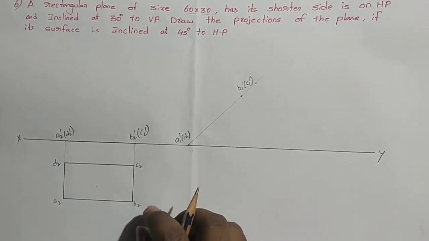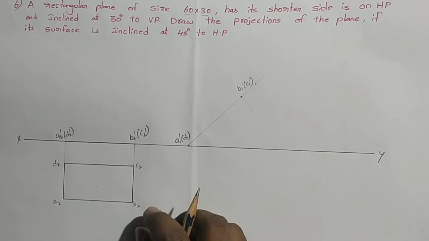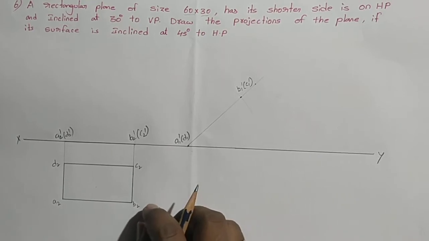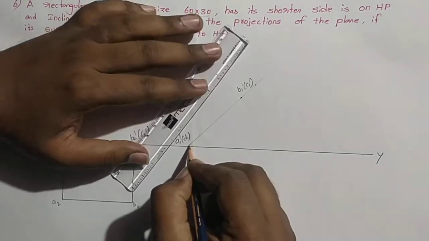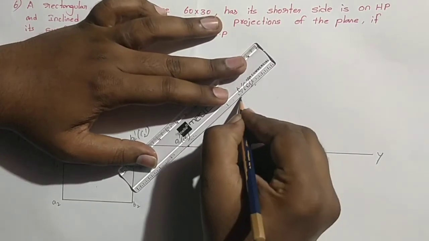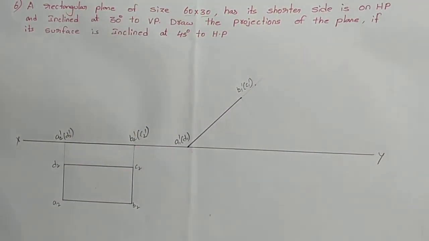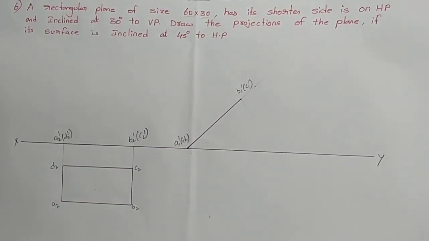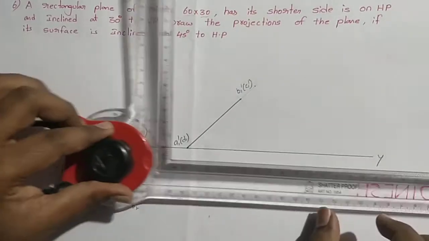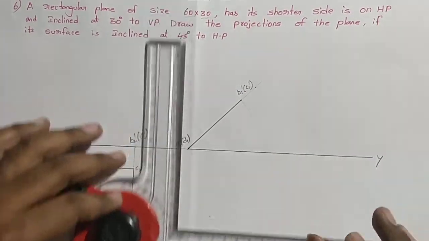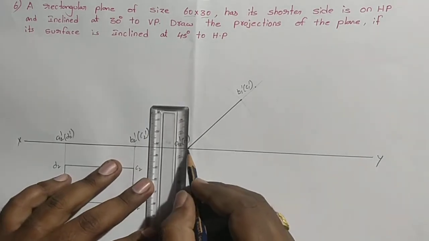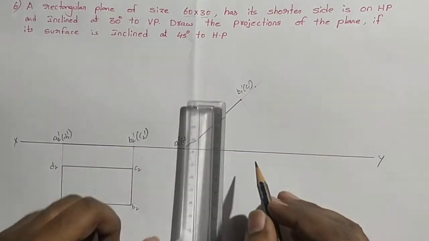It is the front view of a line that should be dark. Next, we need to draw the vertical projections, that is perpendicular to the xy, from both points.